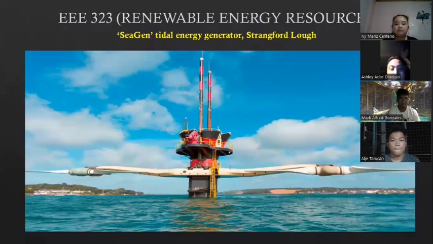So ayan, ito yung itsura niya. Like sa windmill, meron din siyang LEC. Ibababa sa ilalim ng tubig yan. So through waves, pag umiikot yan, nakapag-generate ngayon ng electricity.